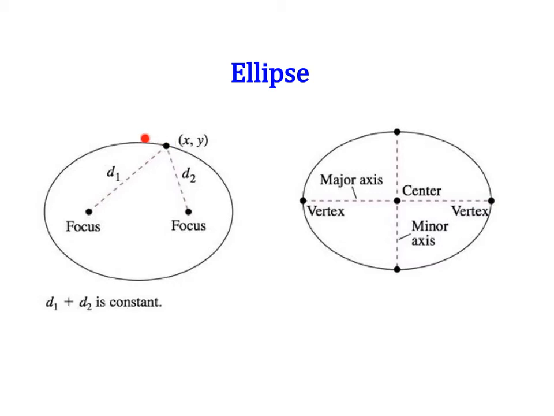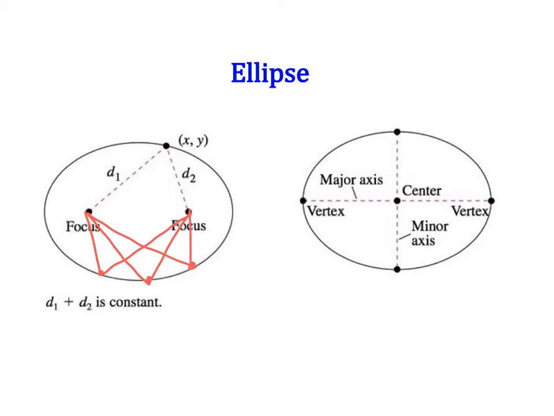An ellipse is simply a set of points, represented by this oval shape, where the sum of these two distances, the distance from your point to either focus, is always going to be constant. So d1 plus d2 is always going to be constant, no matter. That means if I take a point over here and I add d1 plus d2, it will be the same as this plus this, which will be the same as this plus this.